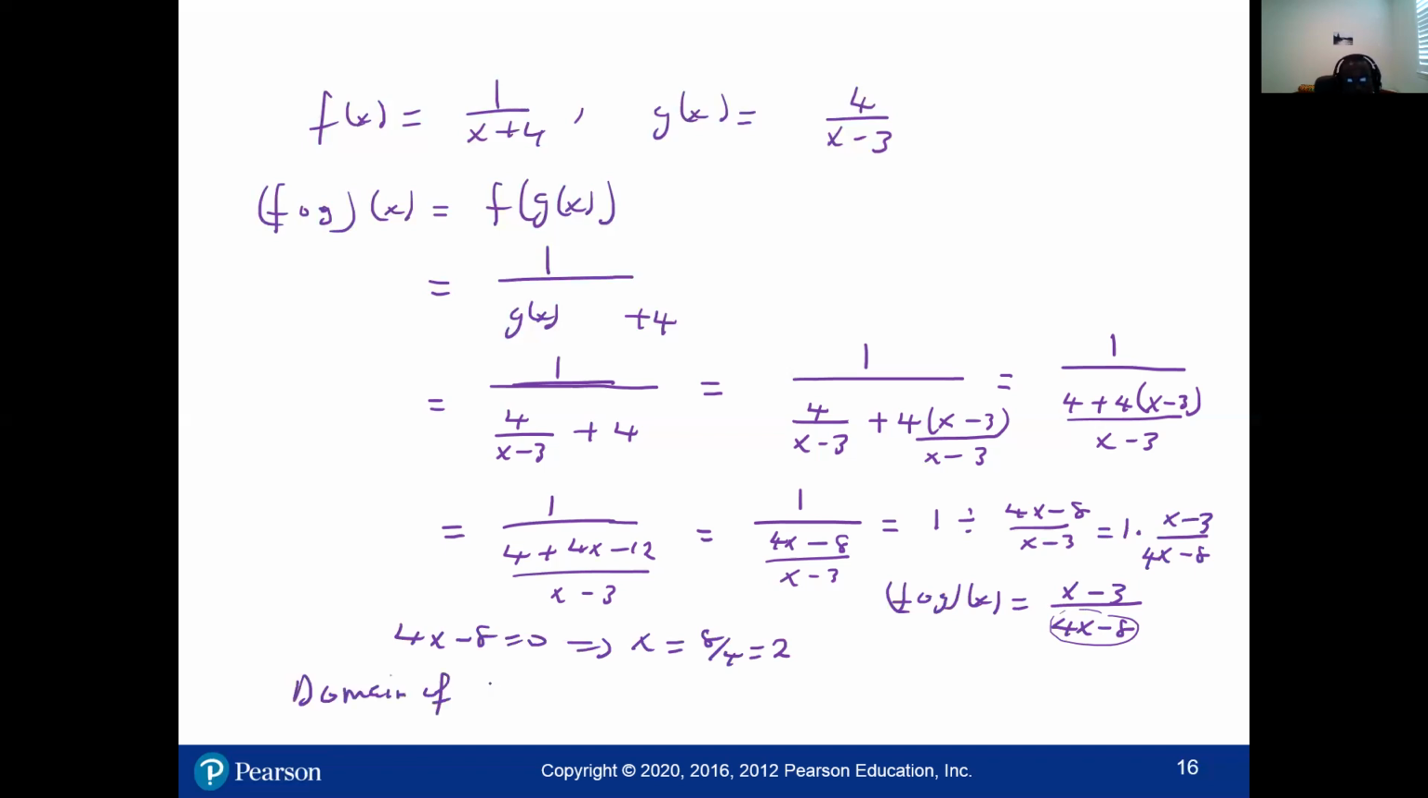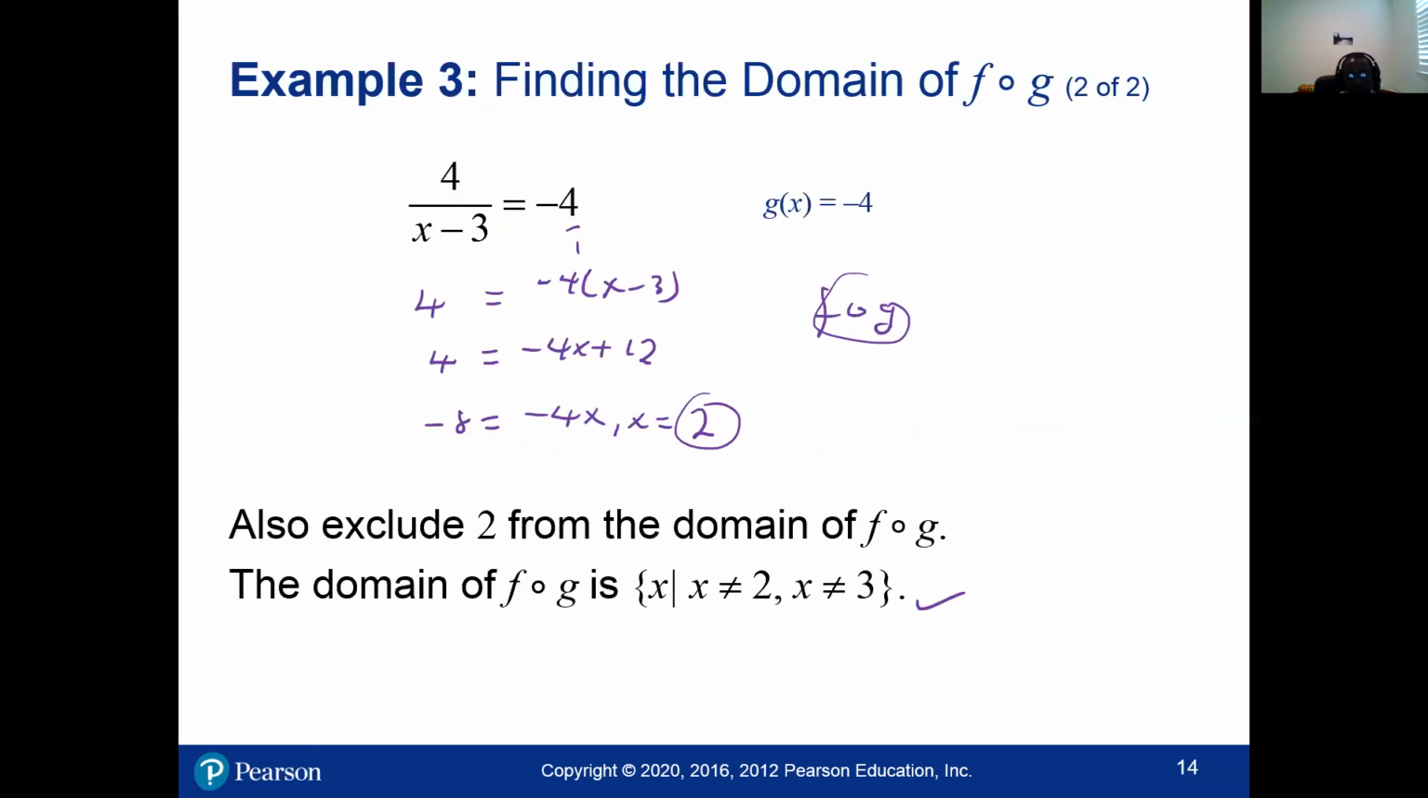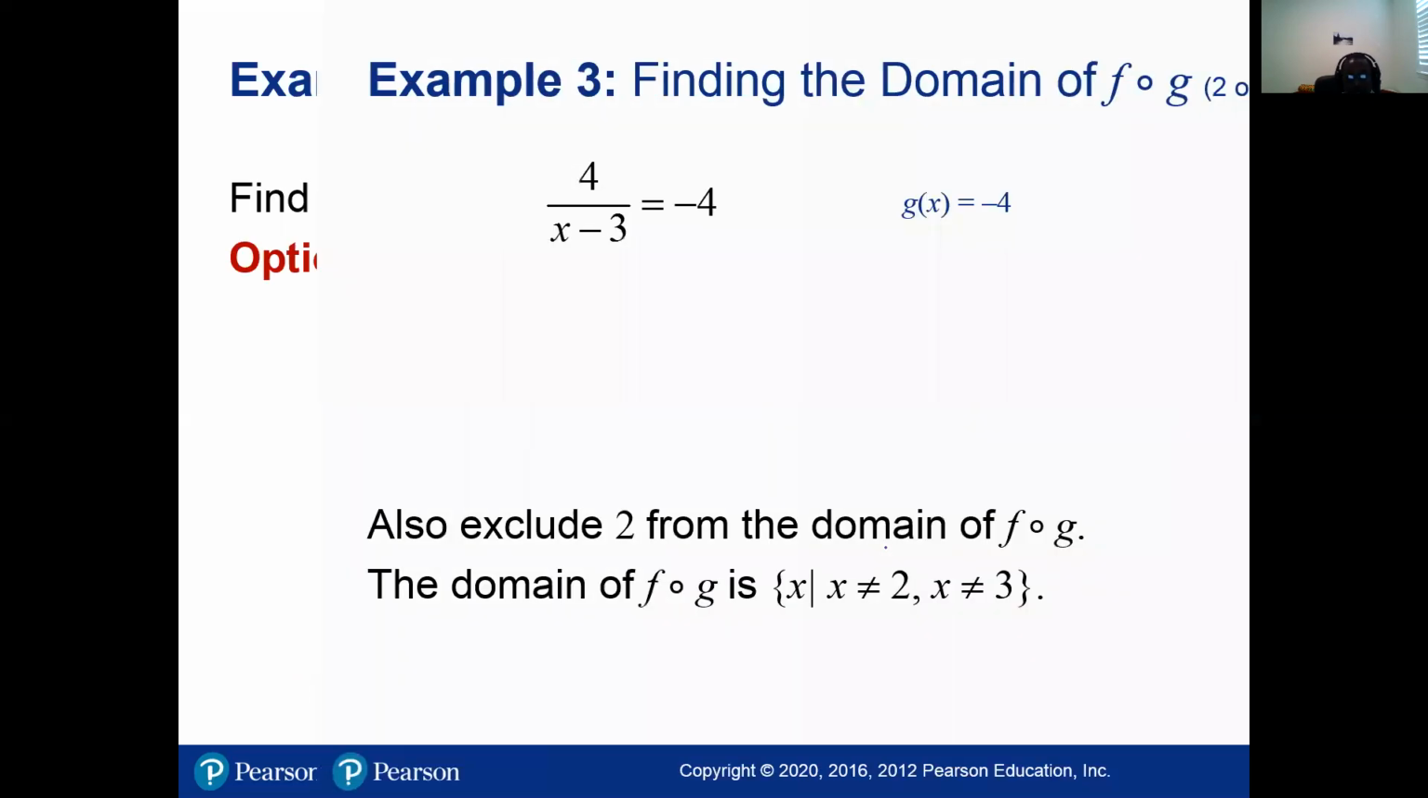And so the domain of the composite function f of g is x such that x is not equal to 2 and not equal to 3, where 3 is from the domain of g of x. See, we got the same as before. Let's go back and I'll show you. This is what we got last time for option 1, see that it is the same domain as we got over there. Okay, very good.